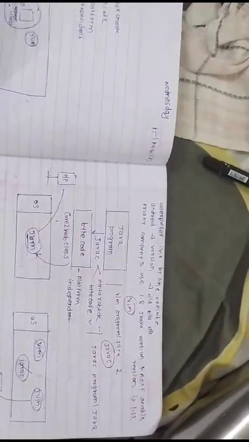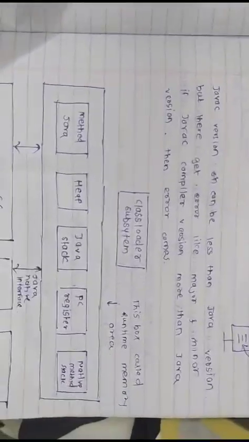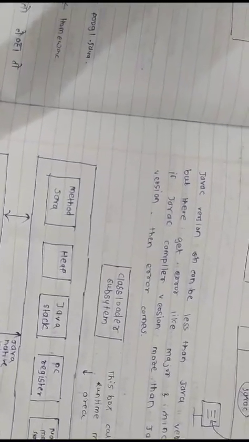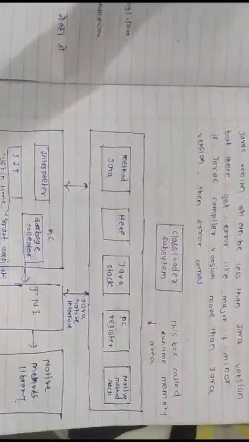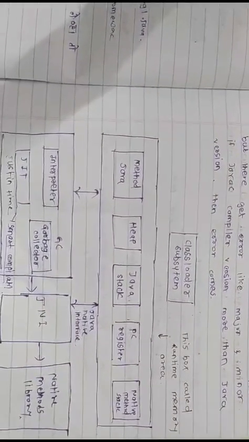bytecode goes to the class loader subsystem, and in the class loader subsystem it checks the syntax and overall whether the required files are there or not, whether there is a main or not, and after that checking, the code will be sent to the method area.